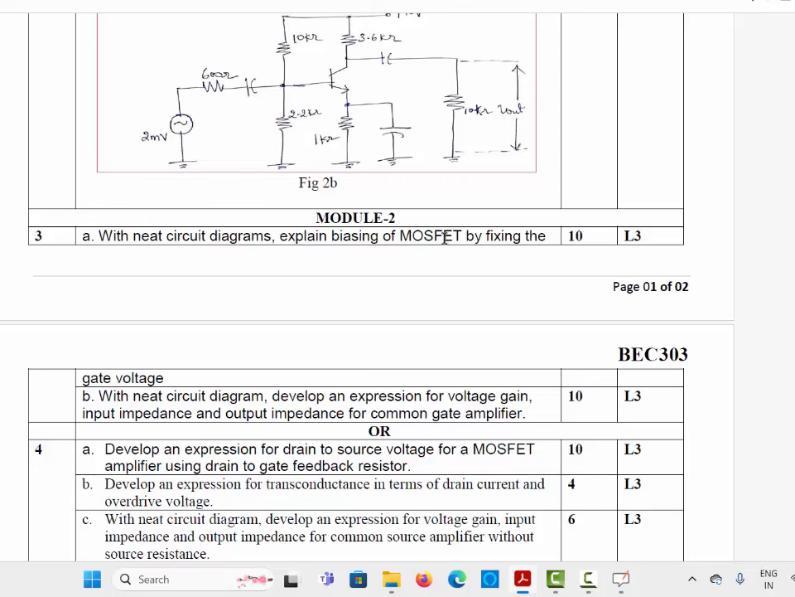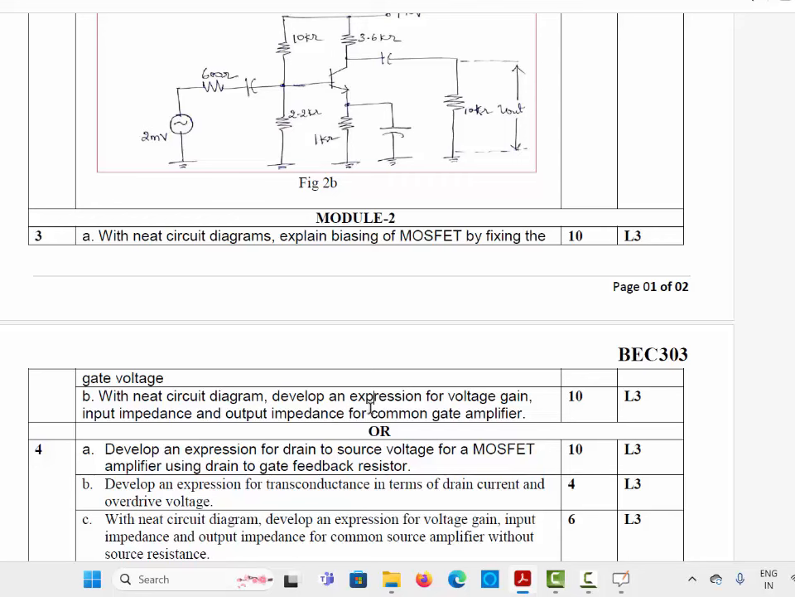Same with 3b. 3b also is a direct problem. With neat circuit diagram, develop an expression for the voltage gain, input impedance and output impedance for the common gate amplifier. So this is the common gate amplifier. Again refer to the class notes, where detailed derivations are given. You can also refer to the textbook. So these are direct problems.